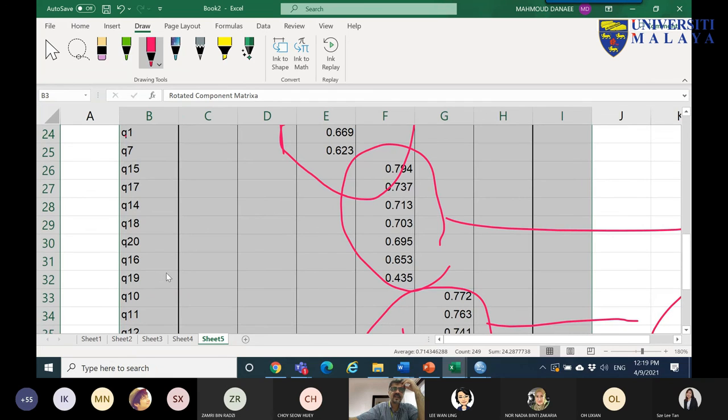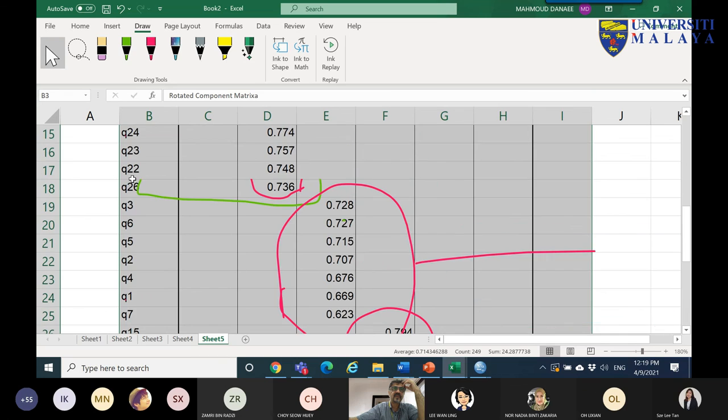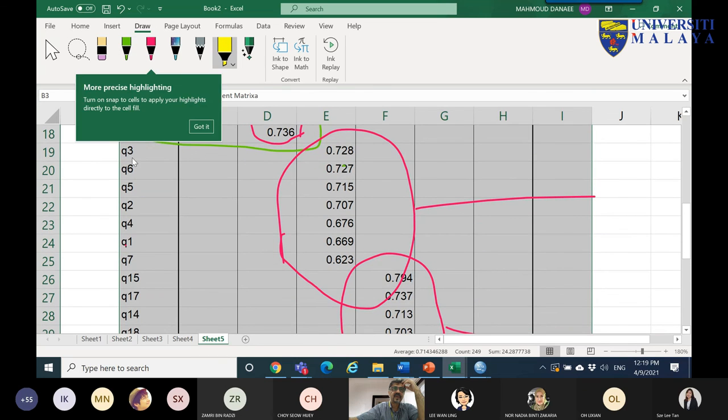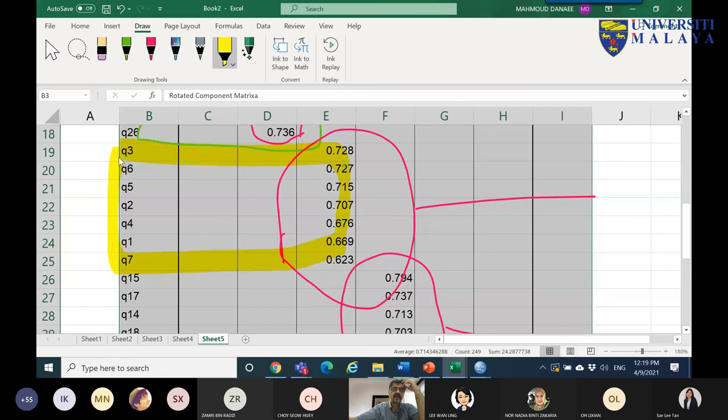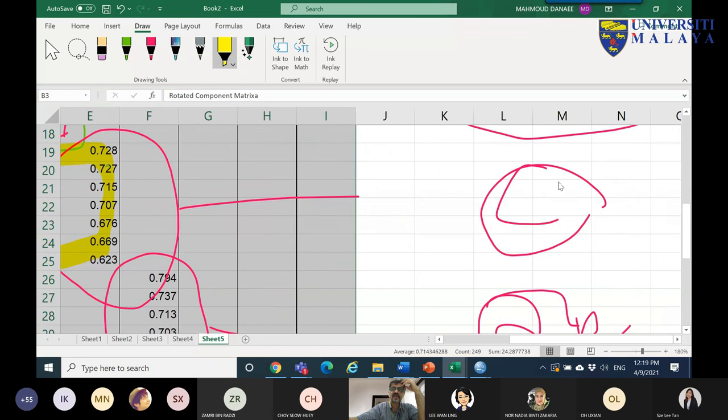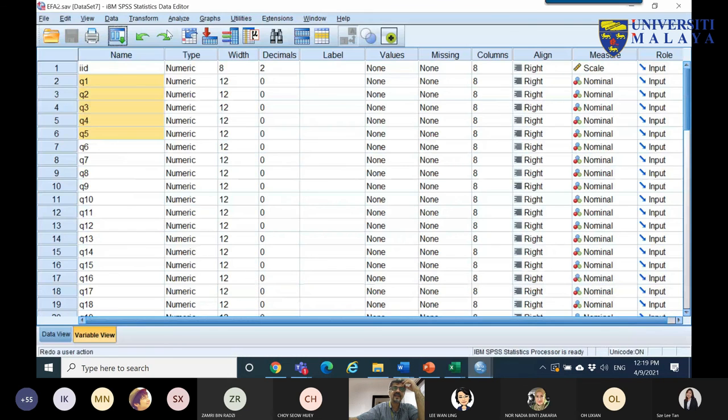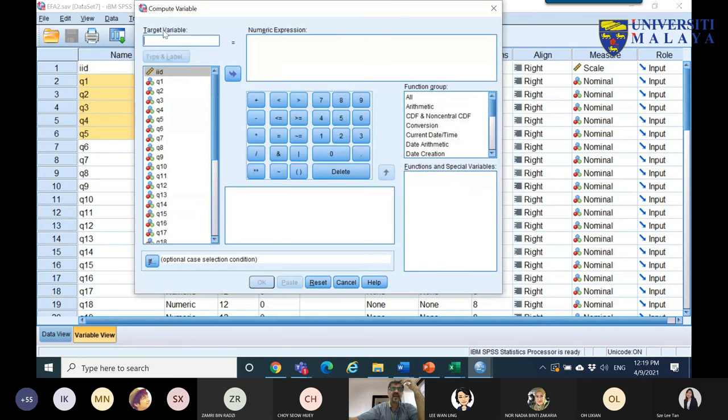look at here, this is item number one, hold on. These items, number one, two, three, four, five, six, and seven, they are all about what? About customer satisfaction. Okay, I go to my data, I go to Transform, Compute, and then I put the CS Total, customer satisfaction total. And then I put item number one, plus two, plus three, plus four, plus five, plus six, and plus seven.